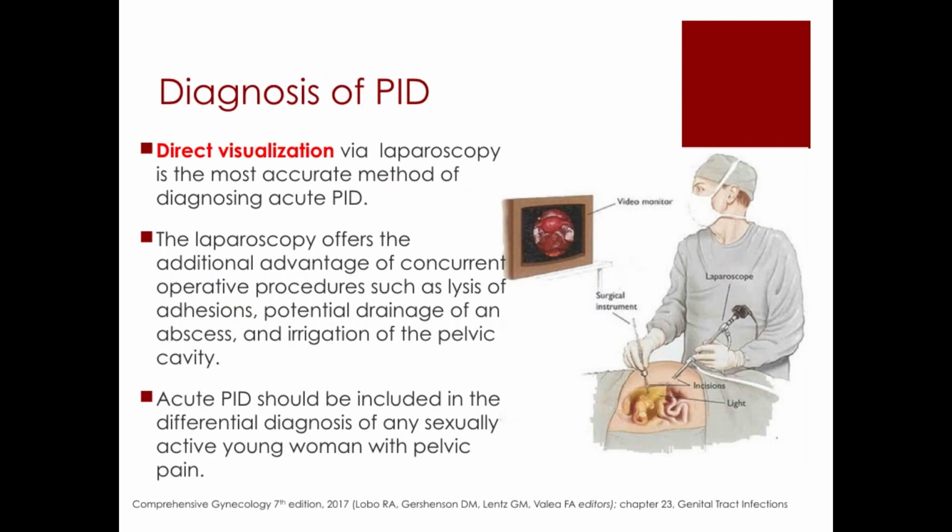How do we diagnose PID? One way of diagnosing PID is direct visualization via laparoscopy, and this is the most accurate method of diagnosing acute PID. Laparoscopy offers the additional advantage of concurrent operative procedures such as lysis of adhesions, potential drainage of an abscess, and irrigation of the pelvic cavity. Acute PID should be included in the differential diagnosis of any sexually active woman with pelvic pain.